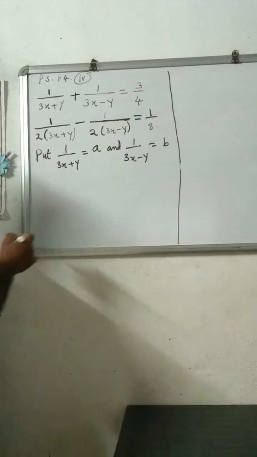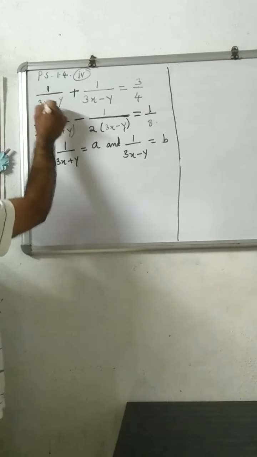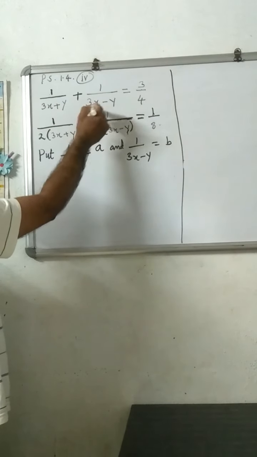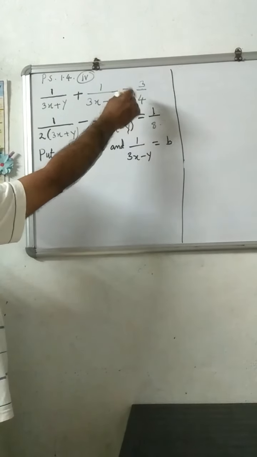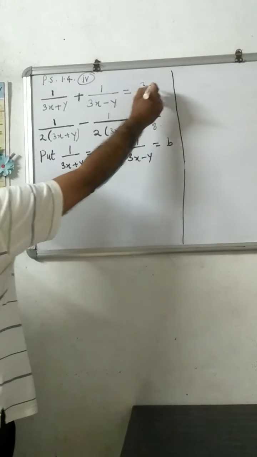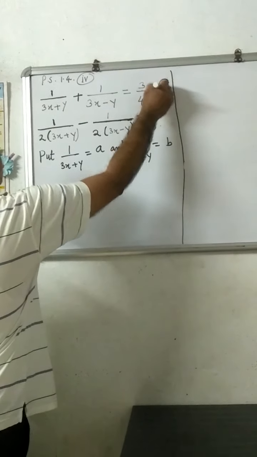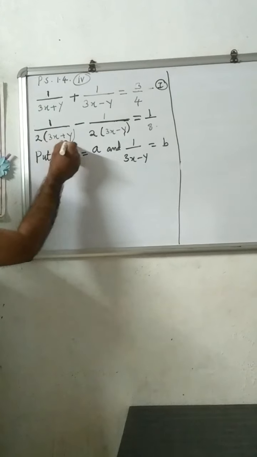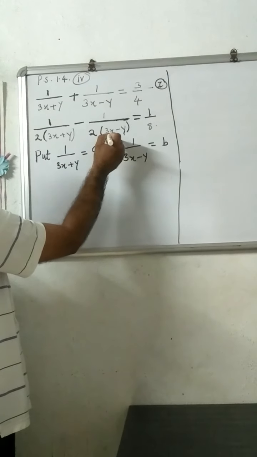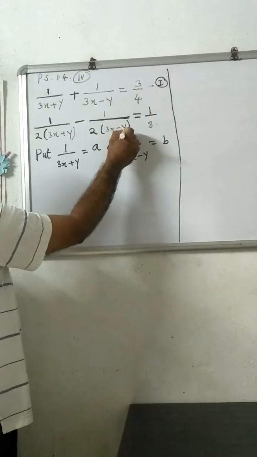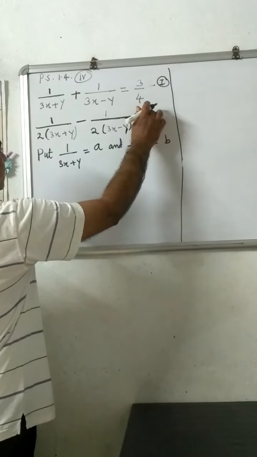Practice set 1.4, fourth example. 1 upon 3x plus y plus 1 upon 3x minus y is equal to 3 upon 4. And the second equation is 1 upon 2 into 3x plus y minus 1 upon 2 into 3x minus y is equal to 1 upon 8.